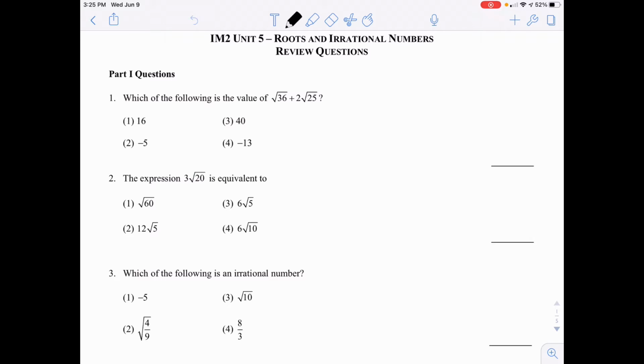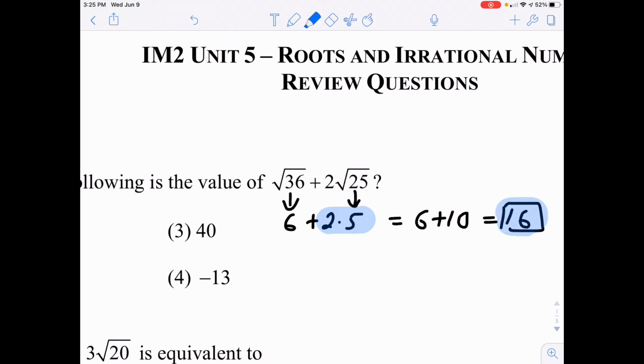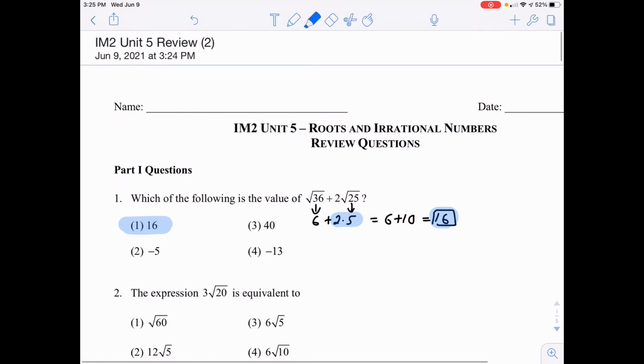Let's begin. In number 1, it says which of the following has a value of the square root of 36 plus 2 times the square root of 25. Evaluate this in pieces. Square root of 36 is 6, plus 2 times the square root of 25, which is 5. We begin by taking a look at that, and this would be 6 plus 10, which is 16. Please make sure to show your work on the unit review.